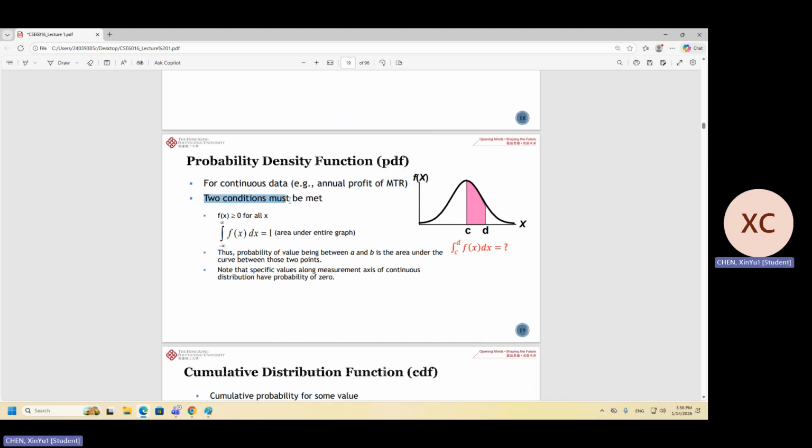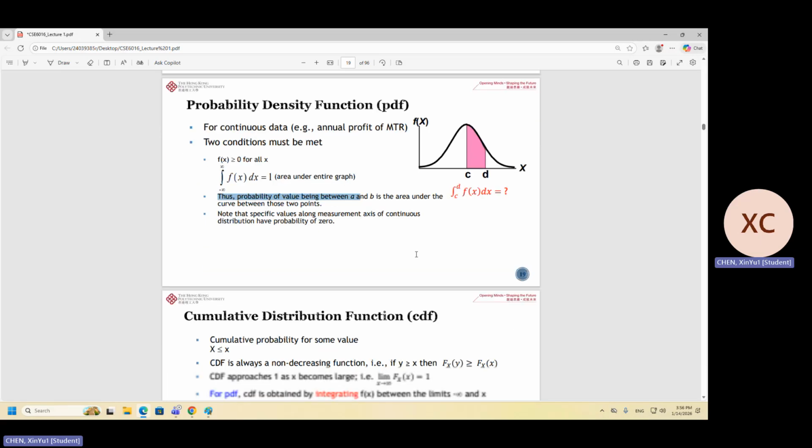Two conditions must hold. f(x) means probability, so it should of course be larger than or equal to 0. It should not be negative. And then the integral of the PDF should equal 1, because the sum of the probability should be 1. So this is the probability of the value between some limits. I think you should be very familiar with this.